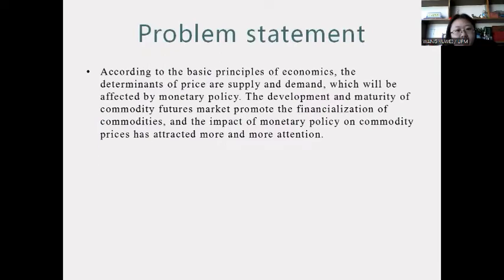And next is the problem statement. According to the basic principle of economics, the determinants of a price are supply and demand, which will be affected by monetary policy. The development and maturity of the commodity futures market promotes financialization of commodities, and the impact of monetary policy on commodity prices has attracted more and more attention.